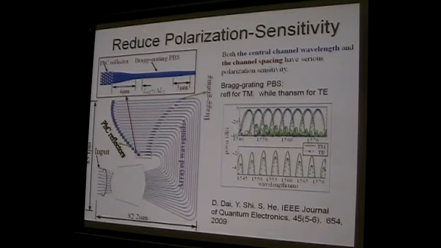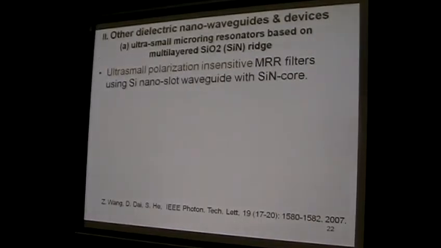We let it go through this polarization beam splitter, but for the TM polarization, we want them reflected, and then they go through different light paths. With this additional light path, they can compensate the birefringence and then give the same spectral response for both polarizations. So this way we can also solve the polarization problem.